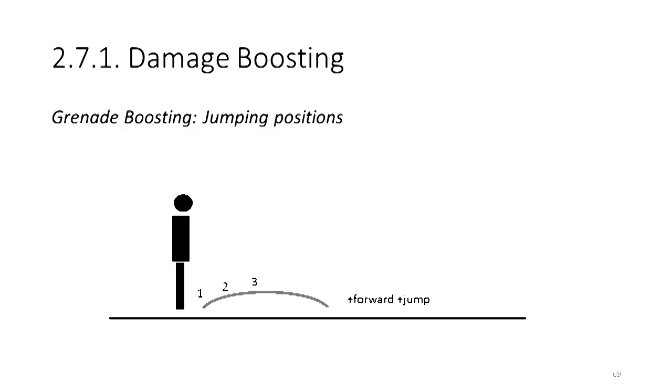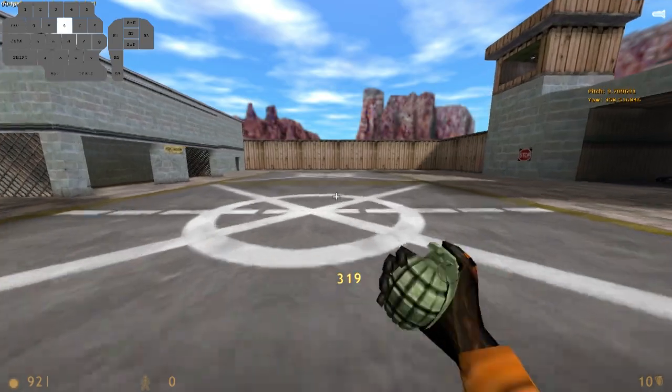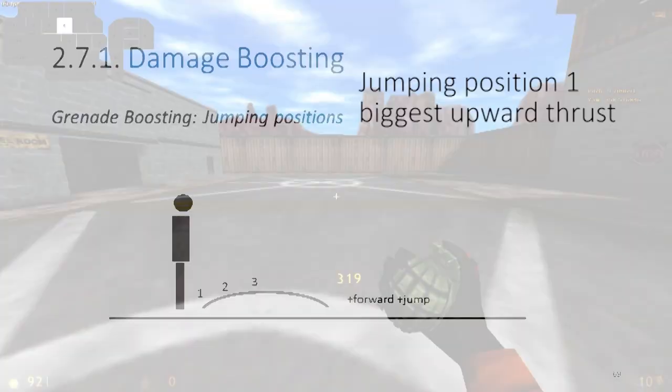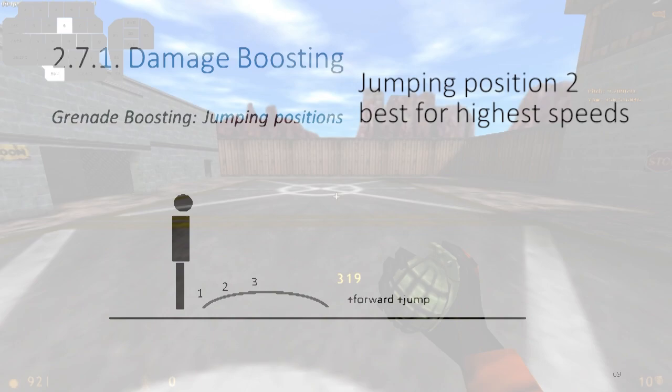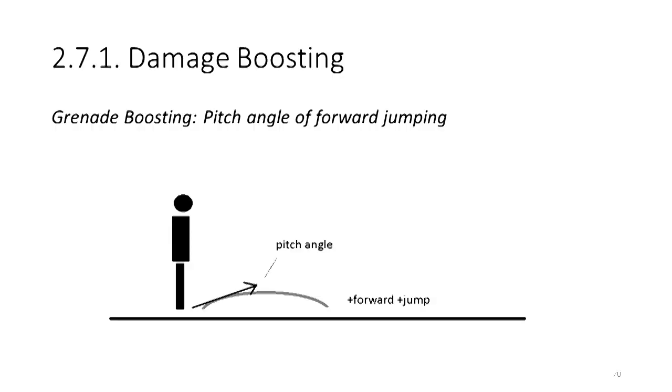When going forward and duck jumping, the player will jump up and down, making a small curve with different jumping positions and according different pitch angles of his forward jump. The first jumping position is right when lifting off and has the biggest upward thrust. The second jumping position is best suited for setting up highest speed boosts. The third jumping position is where all the upward thrust is equaled with gravity, and the player has a 0 degree pitch parallel to the ground.